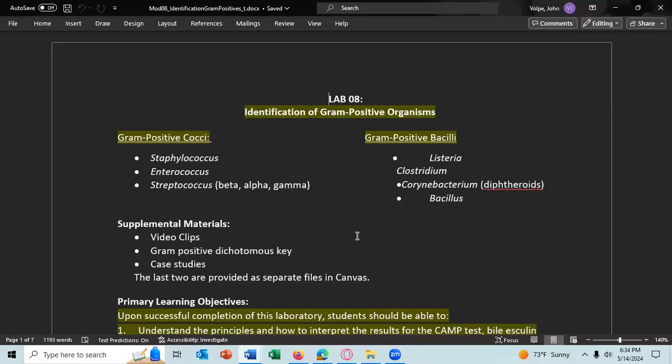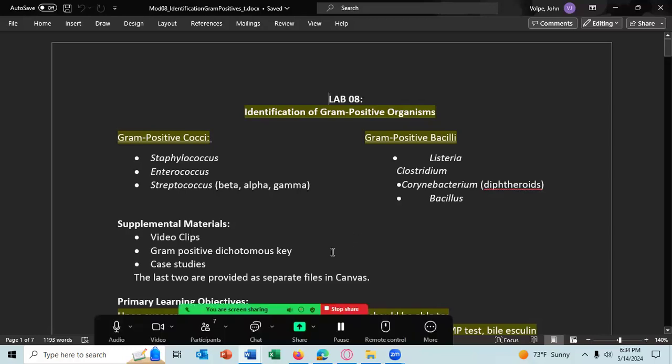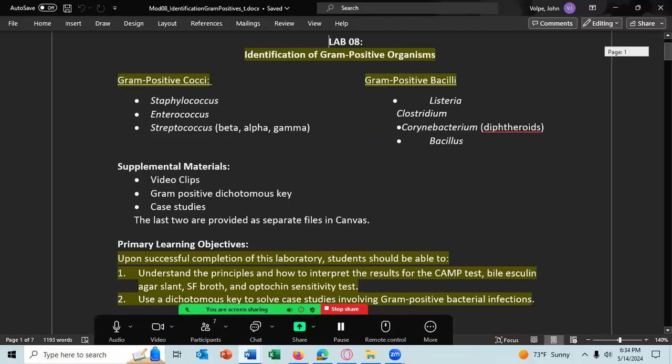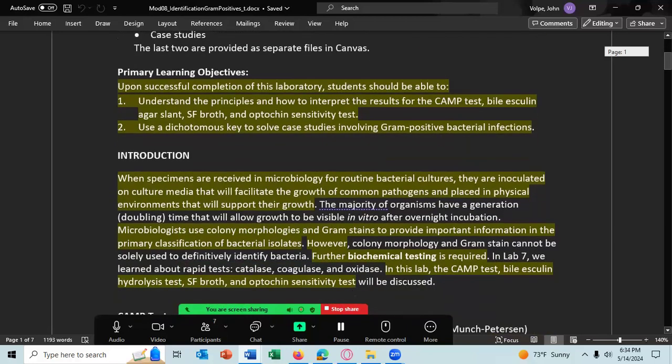There are some supplemental materials in the lab today. You'll be doing a video clip. You'll also be using a gram-positive dichotomous key, and there are some case studies to do in today's lab. Any questions about what we're going to be doing?